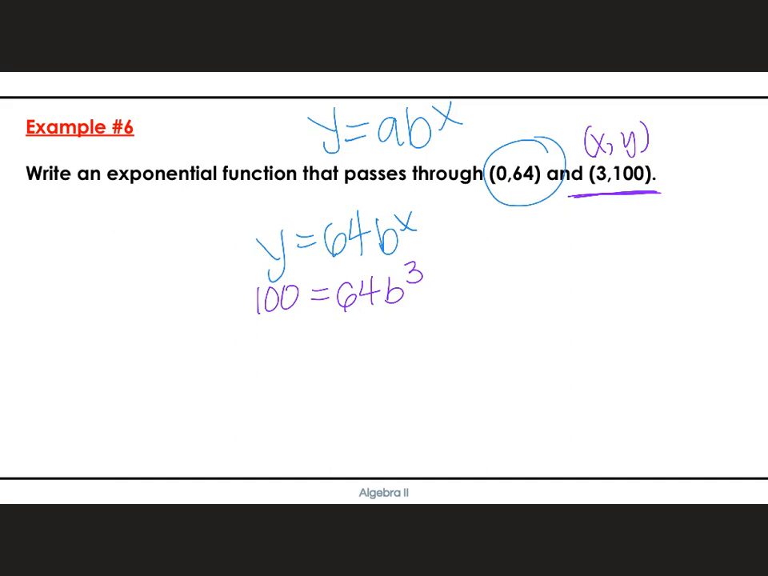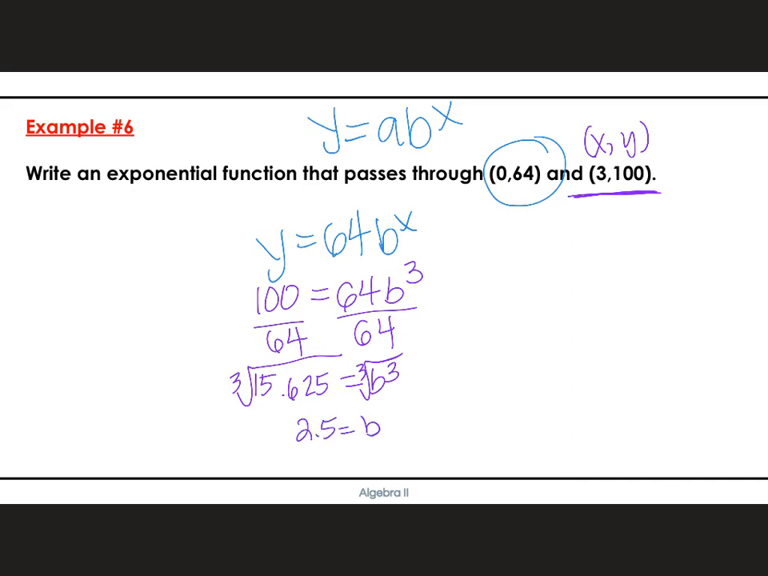So let's go ahead and divide by 64 on both sides. And then we have 15.625 is equal to b to the third. Then we're going to take the cube root of both sides to solve for b. And when I do that, I have 2.5 is equal to b.